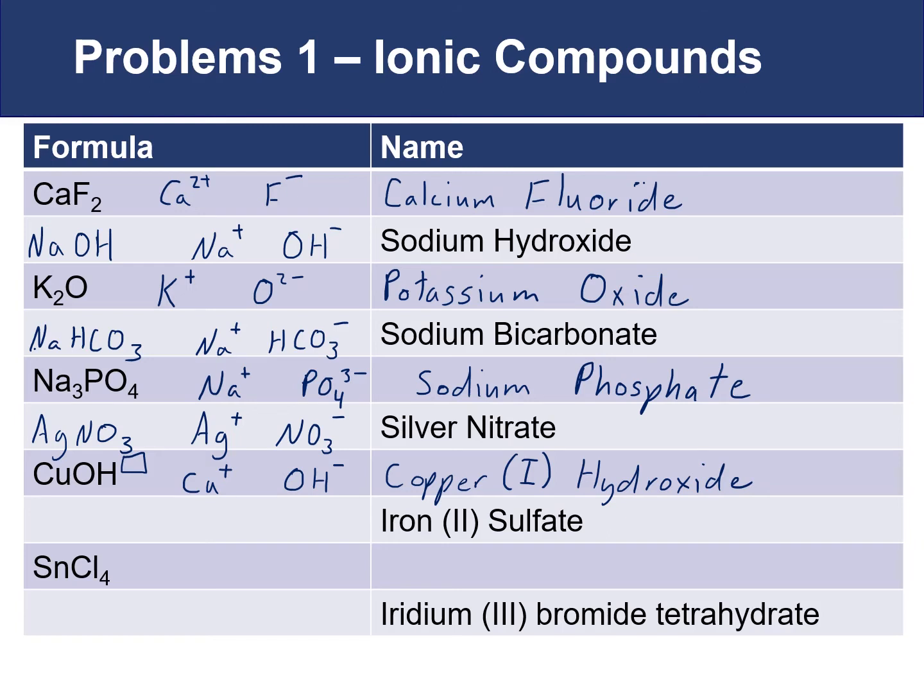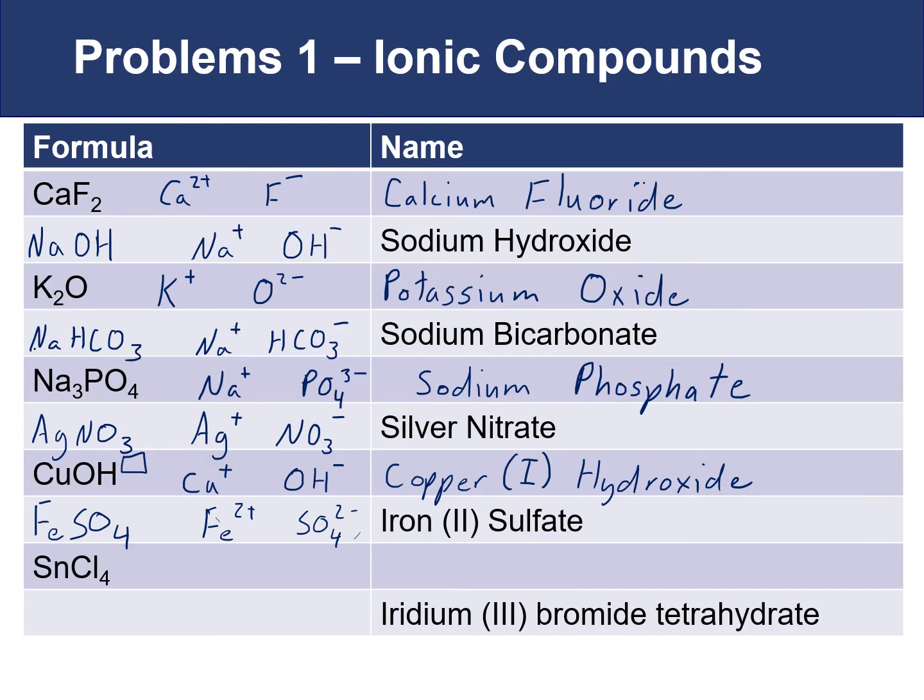Okay, our next one is iron 2 sulfate. So that means that our iron is a 2+ charge. Sulfate is SO4 2-, and so we'll end up with a 1-to-1 ratio of our irons to our sulfates in order to balance out the positive and negative charge to come up with an overall neutral charge. So this would be FeSO4 would be our iron 2 sulfate.